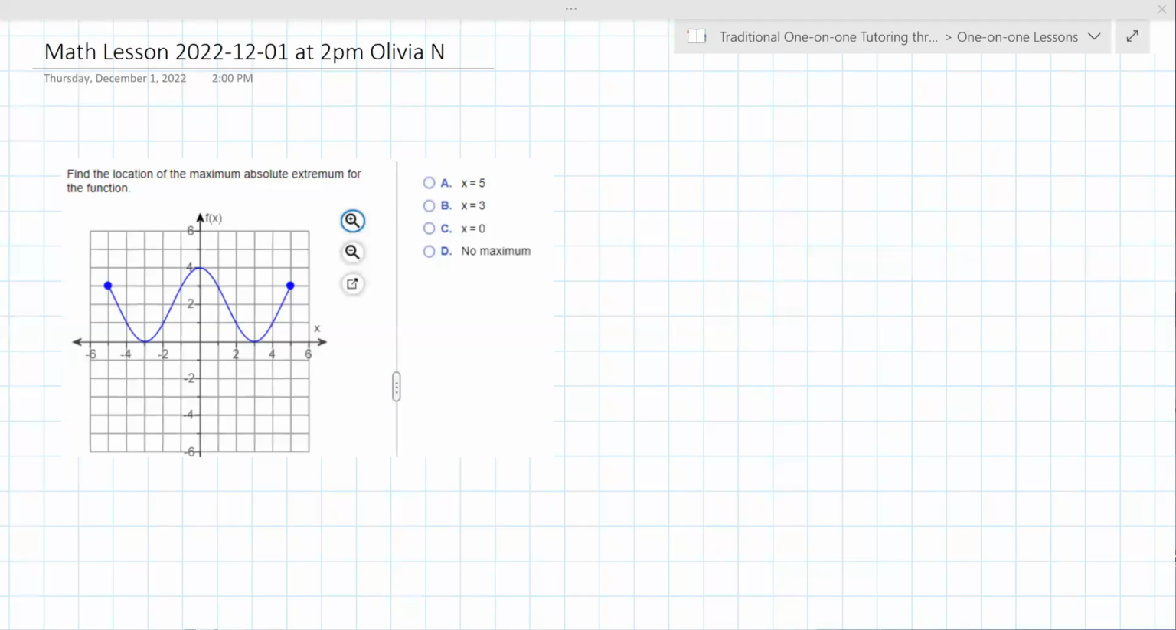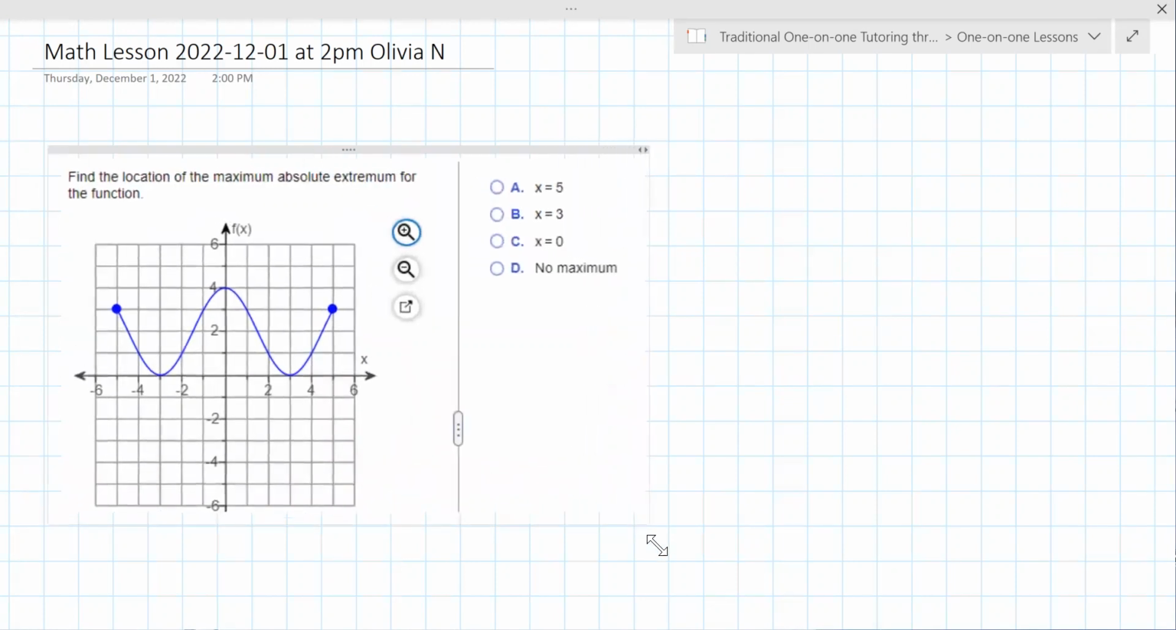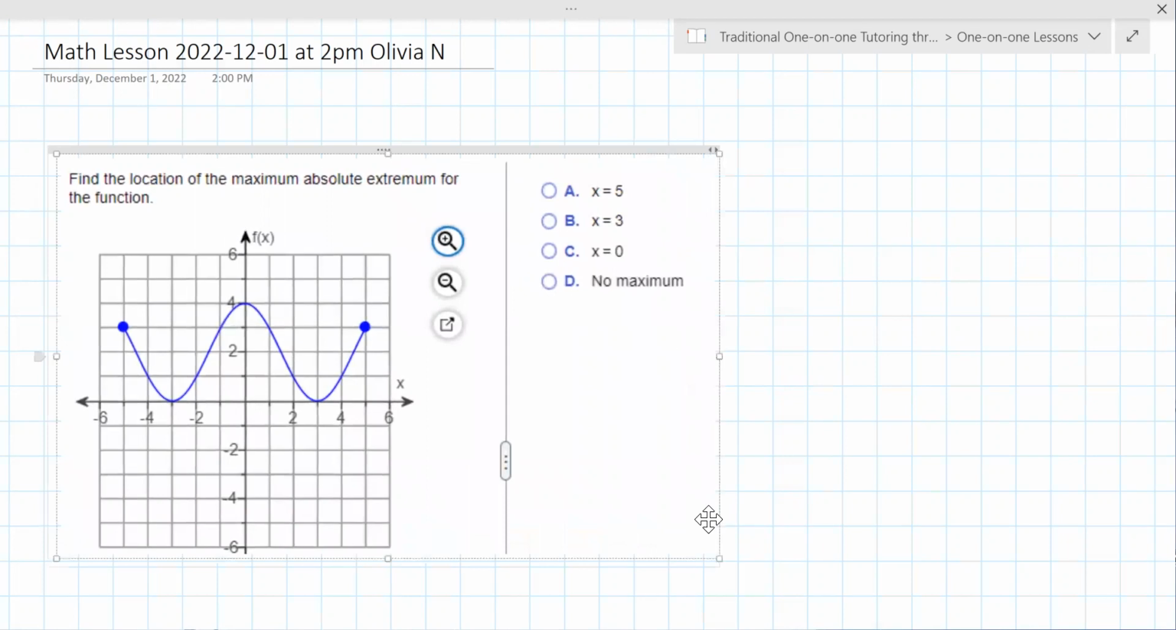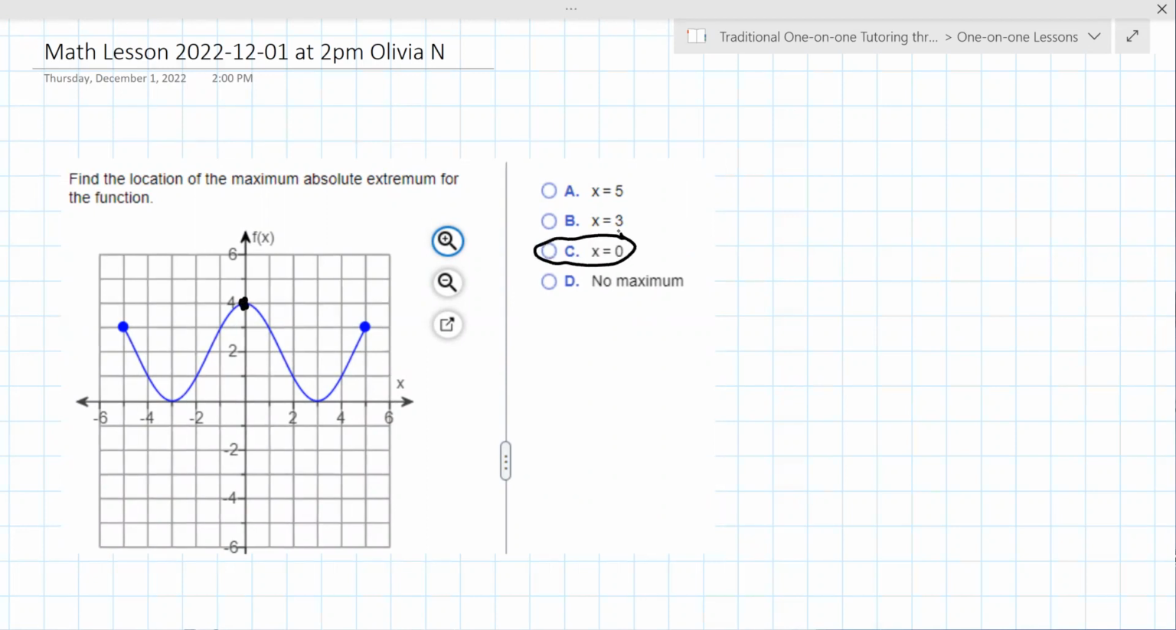All right, so it says find the location of the maximum absolute extreme for the function. They're basically just looking for the highest value, and they just want to know where it is. So the highest value is here at 0, 0, 4, and they're just asking where it is. So that's x equals 0. Nothing more to do on that, pretty much.